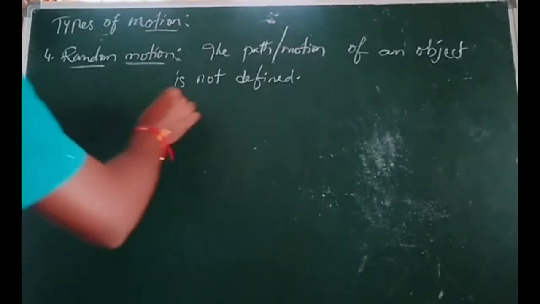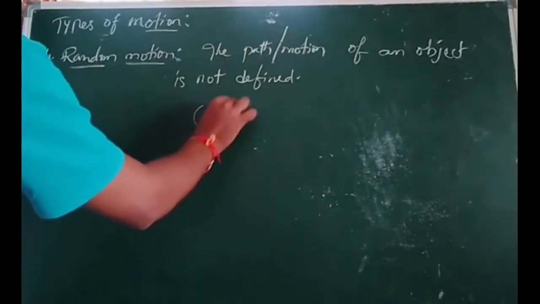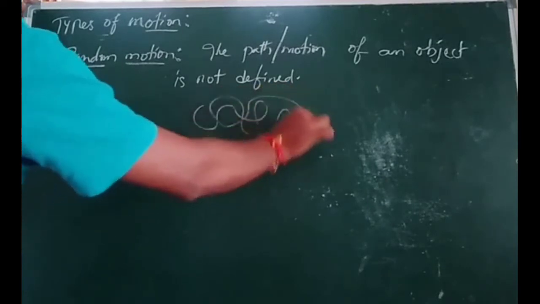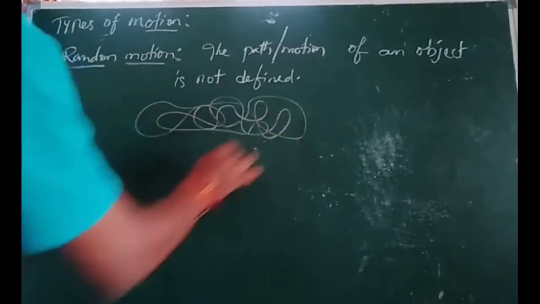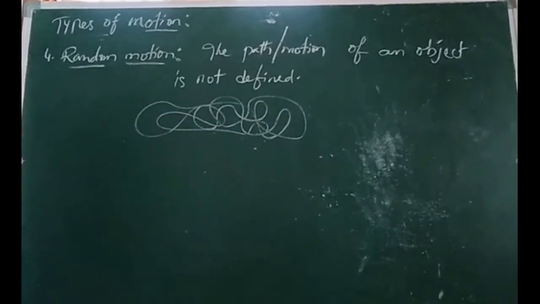An example for this is the motion of a housefly. So what is the motion of the housefly? Can we easily identify that? We cannot. The housefly may travel in whatever direction it likes. So it comes under the category of random motion. Examples: motion of a housefly, motion of a butterfly, and motion of all other birds.